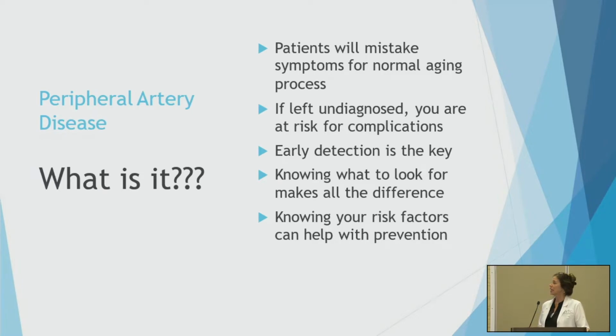Patients often will mistake peripheral artery disease as just normal symptoms of aging. It's a normal process. Patients feel that it's normal to have pain in their legs or lower extremities. They feel that it could be joint related, muscle related. And if it's left undiagnosed, these patients are at great risk of complications. So early detection is key, and knowing what to look for makes all the difference in these patients. And these patients need to know risk factors and how they can control those.